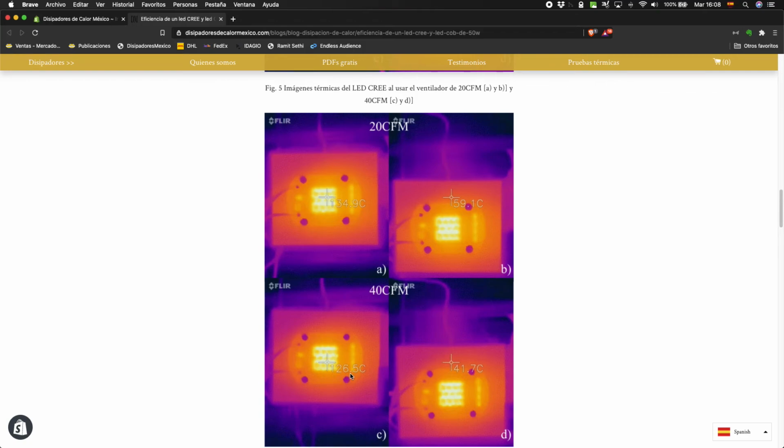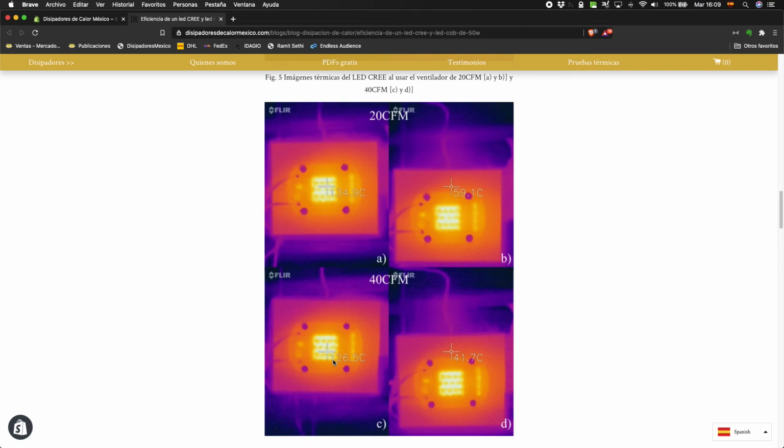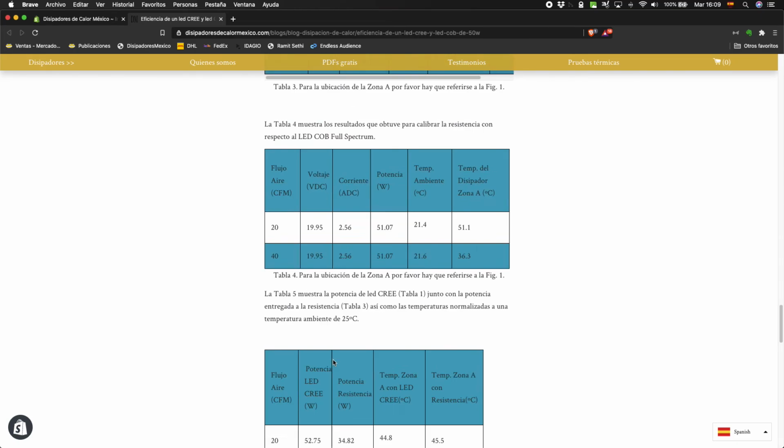The temperature at the light emitting surface, normalizing at the same ambient temperature and equivalent power, is about 20 degrees greater. That means that the internal resistance of the COB LED is greater than that of the CREE LED.